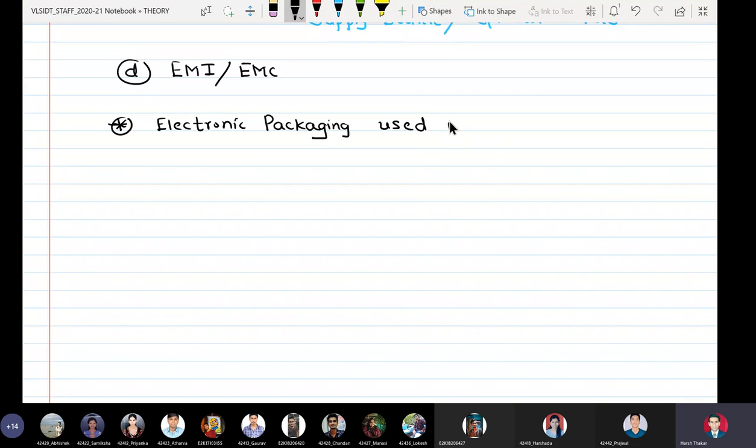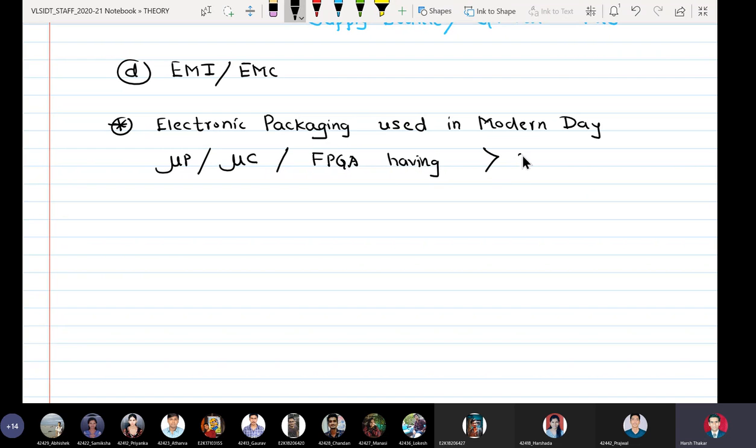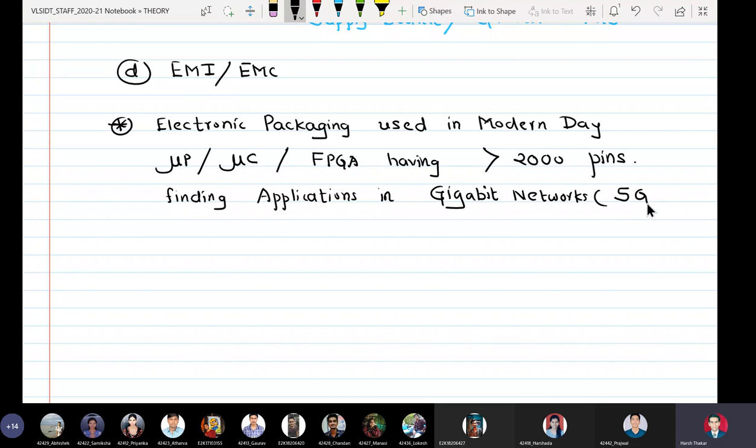Also, the electronic packaging used in modern day microprocessors, microcontrollers or FPGAs having more than 2000 pins, finding applications in gigabit networks and say 5G.